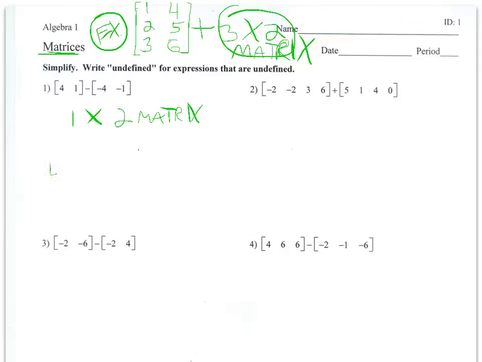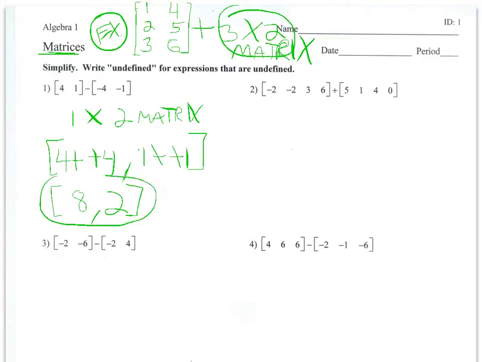I'm going to even show the work. I just take this 4 and do 4 minus negative 4. Well, when you subtract a negative, it becomes adding, so 4 plus 4 is 8. Then for the second column, I have 1 minus negative 1. Same thing, change the sign: 1 plus 1 is 2. So this is your answer. It's still a 1 by 2 matrix. So 8, 2, those are the elements in the matrix.